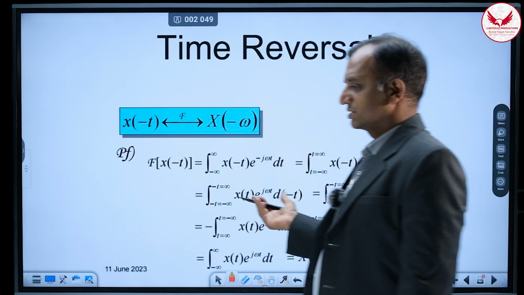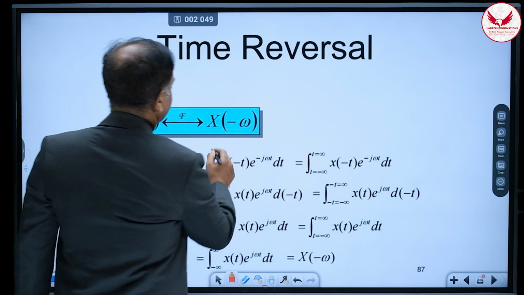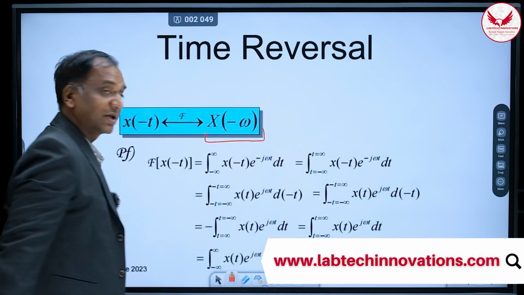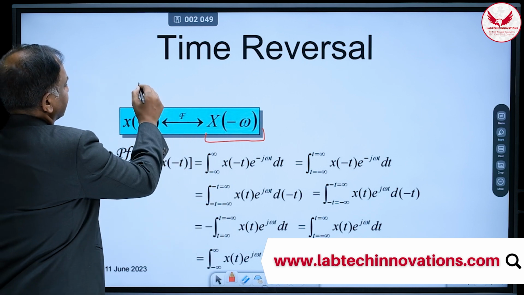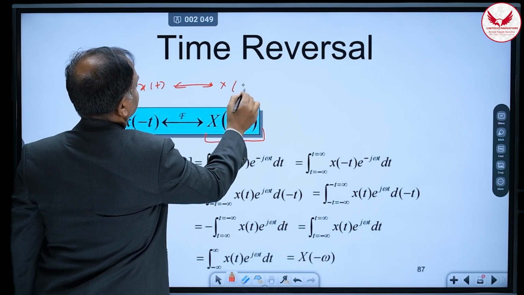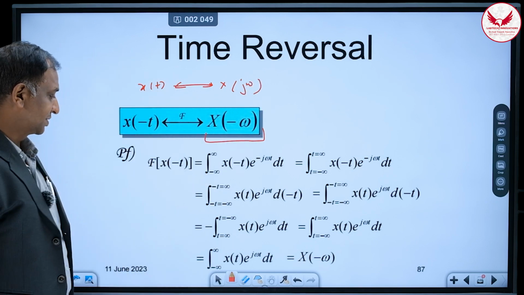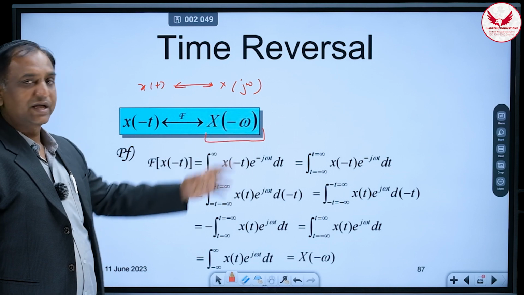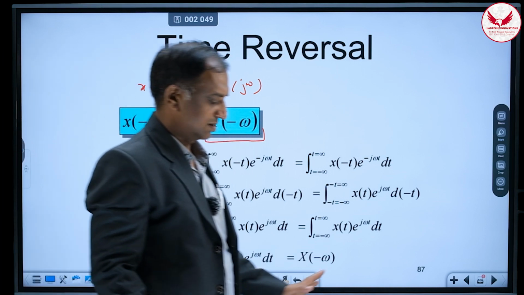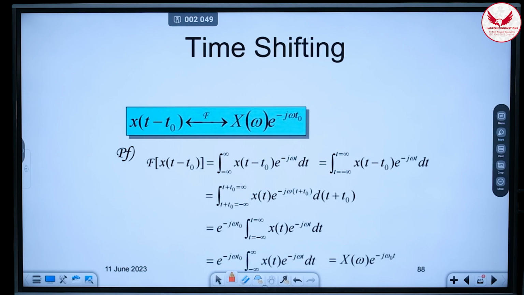Next is the time reversal property. When the signal is reversed in the time domain, its Fourier transform is also reversed in the frequency domain. If the Fourier transform of x of t is the Fourier pair x of j omega, then the Fourier transform of x of minus t, which is the time reversed signal, is equal to x of minus j omega. If the signal is reversed in the time domain, its frequency spectrum is also reversed.